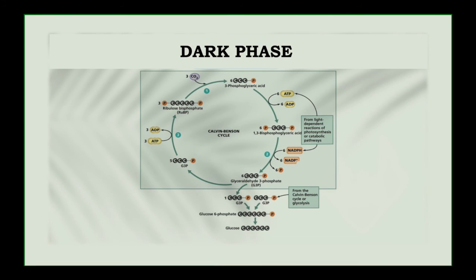And the dark phase is actually operating in the stroma, which is having definite processes like carbon fixation, reduction, then synthesis of hexose, and regeneration of the starting compound, which is RUBP. This entire process is operating actually with the help of energy generated from the ATP and reduced NADP.